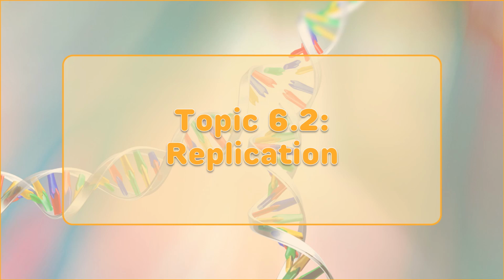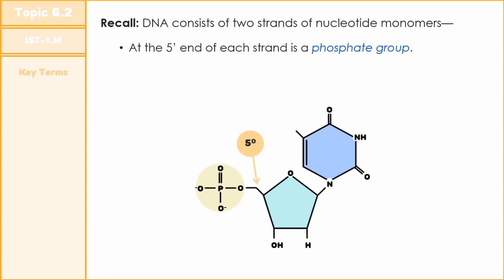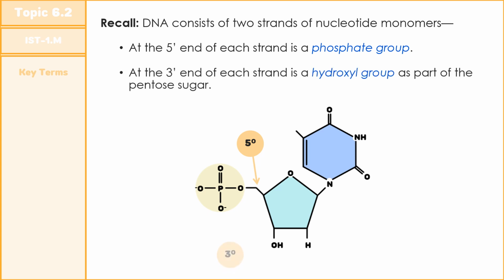process. First, we should recognize that DNA consists of two strands, complementary strands, of nucleotide monomers, and that when we look at the structure of these monomers, we should recognize that we have a phosphate group that's attached to the 5' carbon on our pentose sugar, and a hydroxyl group attached to the 3' end of our pentose sugar.